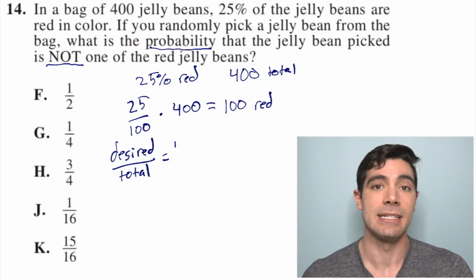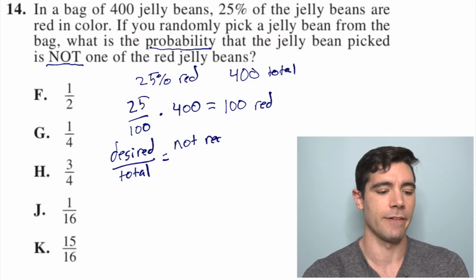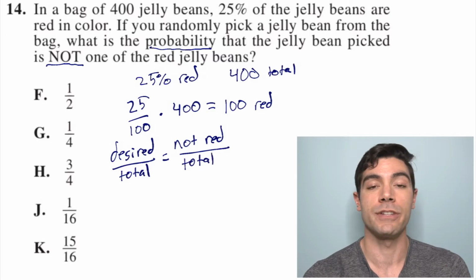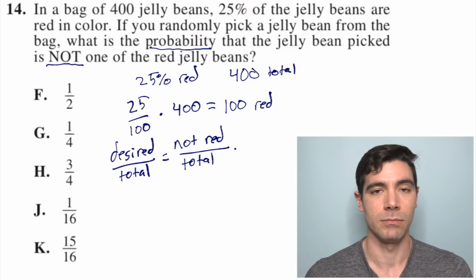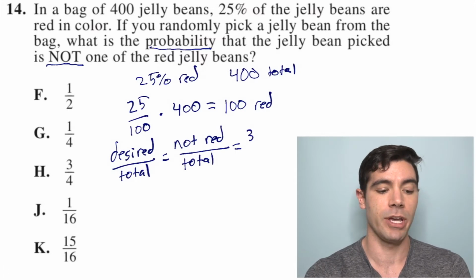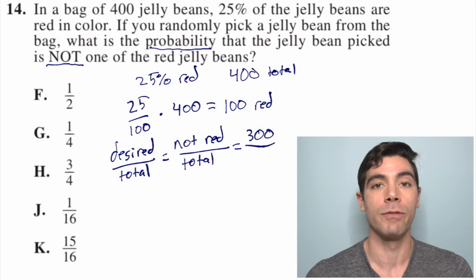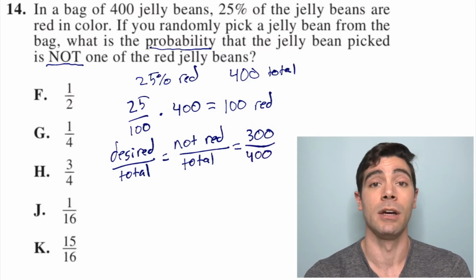Desired in this case is not red jelly beans. So we're going to try to find not red over total. Well, we just found out that 100 of the jelly beans are red, which means how many of them are not red? Well, 400 minus 100, so that's 300 of the jelly beans are not red over the total jelly beans, which again was 400.